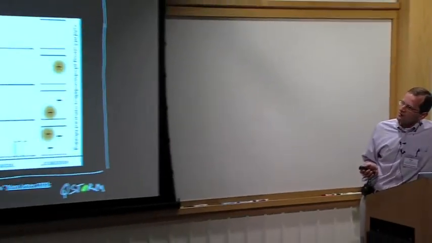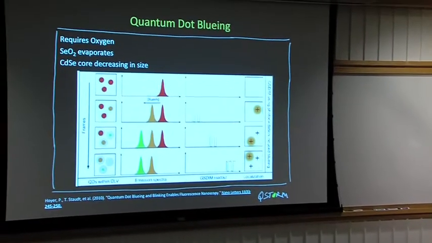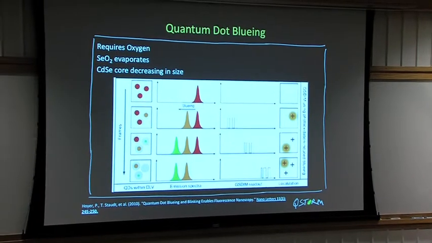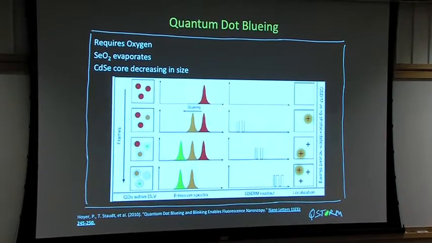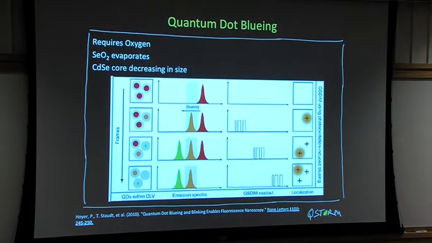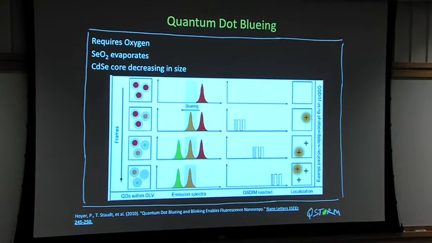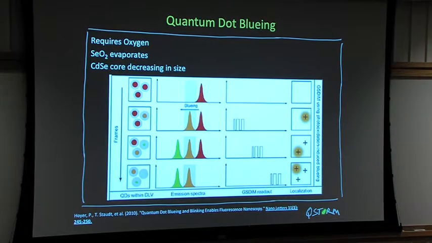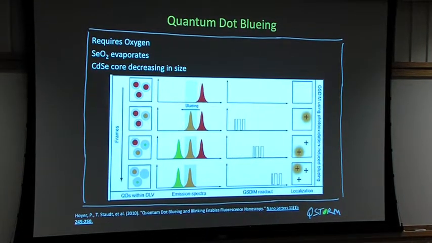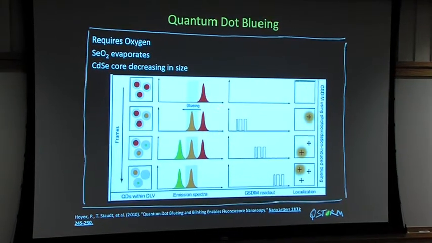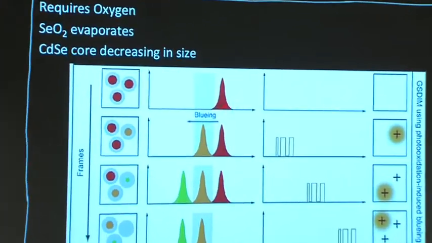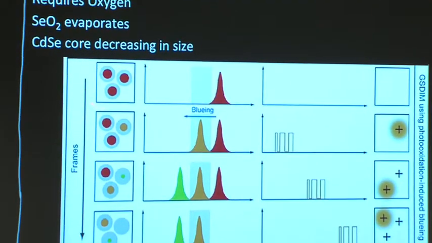so we need to develop photo-switchable techniques for turning quantum dots off and on if we're going to make them work with STORM imaging. One of the techniques that's been published in the literature is called quantum dot bluing. The basic idea here is that if quantum dots are in the presence of oxygen, they're going to slowly oxidize over time. As they oxidize, the core diameter of the quantum dot is going to get smaller, which means that the quantum confinement is going to increase and the emission wavelength will decrease. So as the quantum dot oxidizes, its emission wavelength is going to move to the blue.